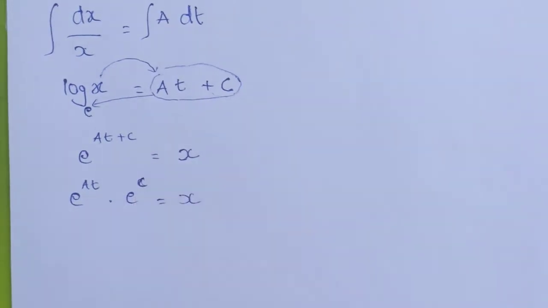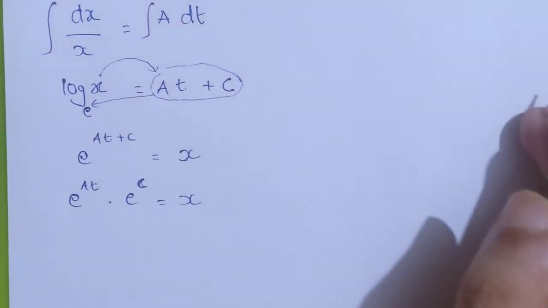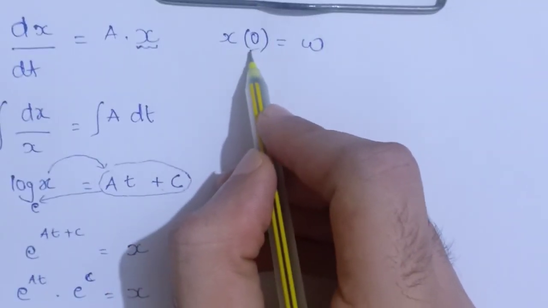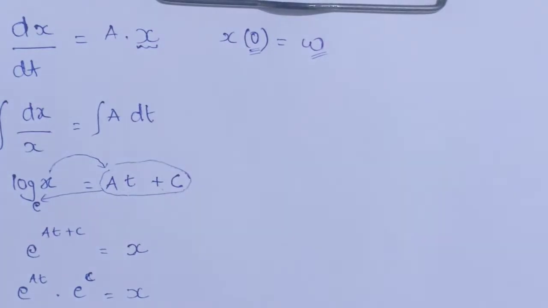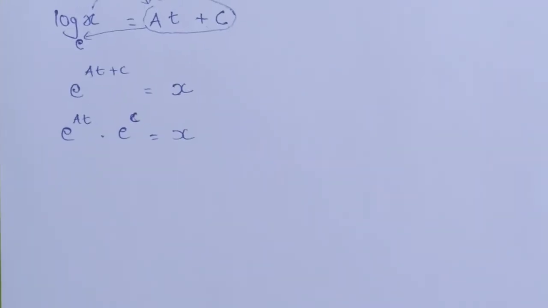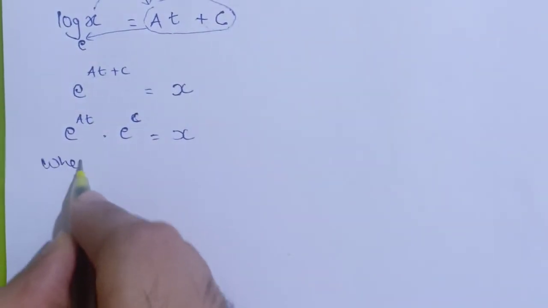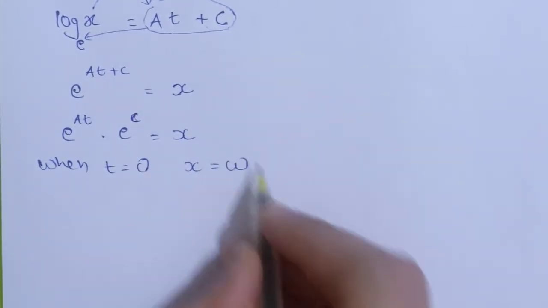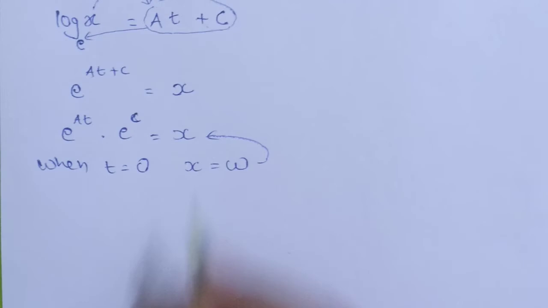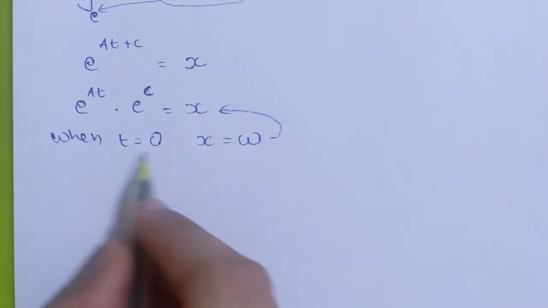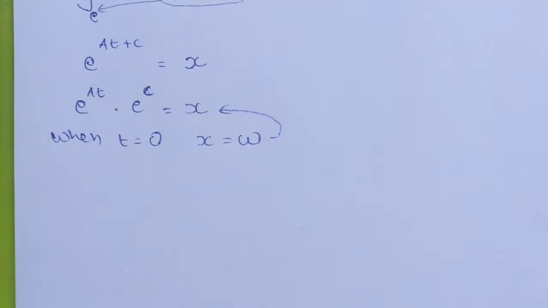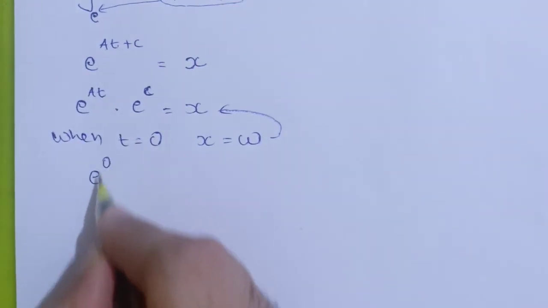Now let me make use of the initial value which I have. Recalling my initial value given to me, I know that whenever t is 0, my value of x is ω. So using that over here, when t is 0, I have my x value as ω. Let me use these values in this equation and see what value we get. When I put a 0 over here, it becomes e raised to 0, that is nothing else but 1.